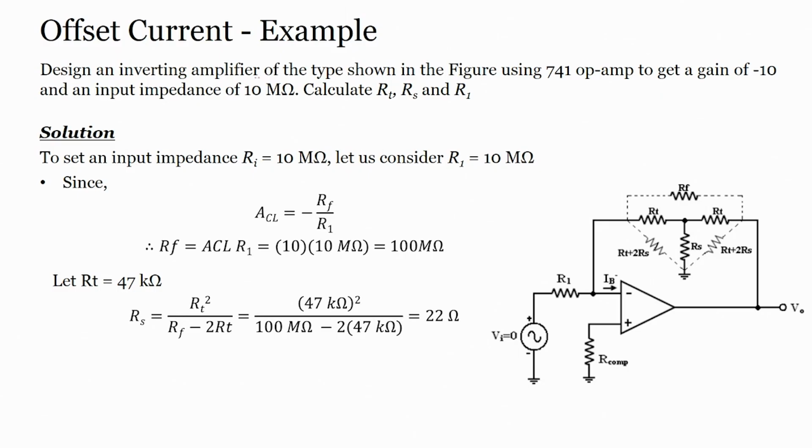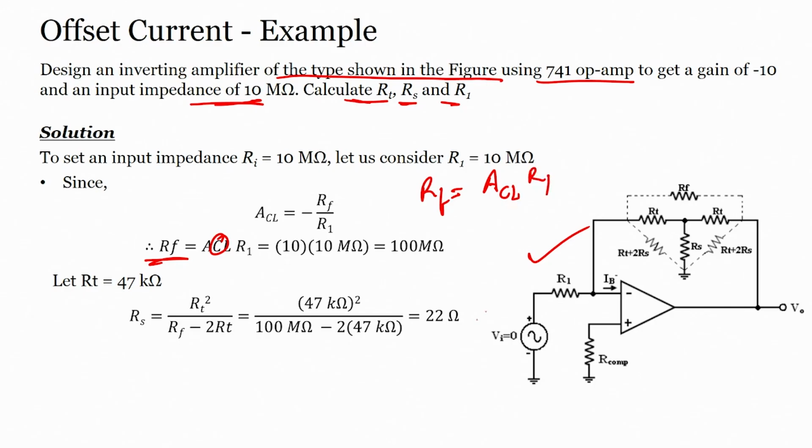Design an inverting amplifier of the type shown in figure using 741 to get a gain of minus 10 and input impedance of 10 mega ohms, right. Also calculate RT, RS and R1. This is the problem. So, let us see the solution. Since gain is nothing but minus RF by R1, we have RF equals gain into R1. So, we have RF value 100 mega ohms.